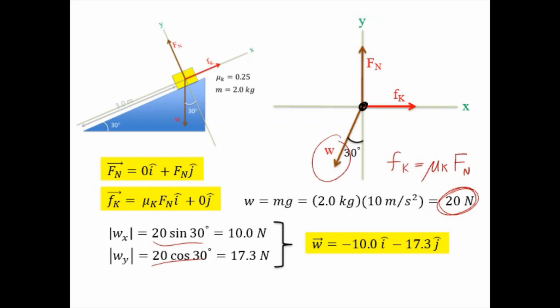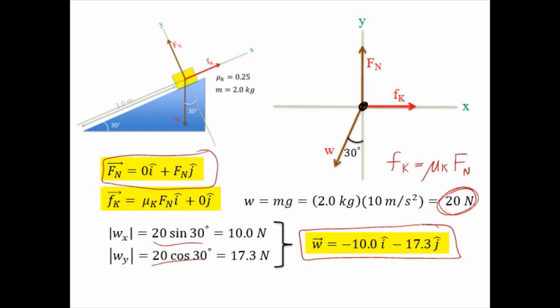By looking in the diagram, we see that vector W here is to the left and down, so it's in both the negative i and the negative j direction. And so we put in our minus signs, and we can now write vector W as being minus 10i minus 17.3j. So now we have all three vectors, forces in the problem, and now we can start to apply Newton's laws of motion.